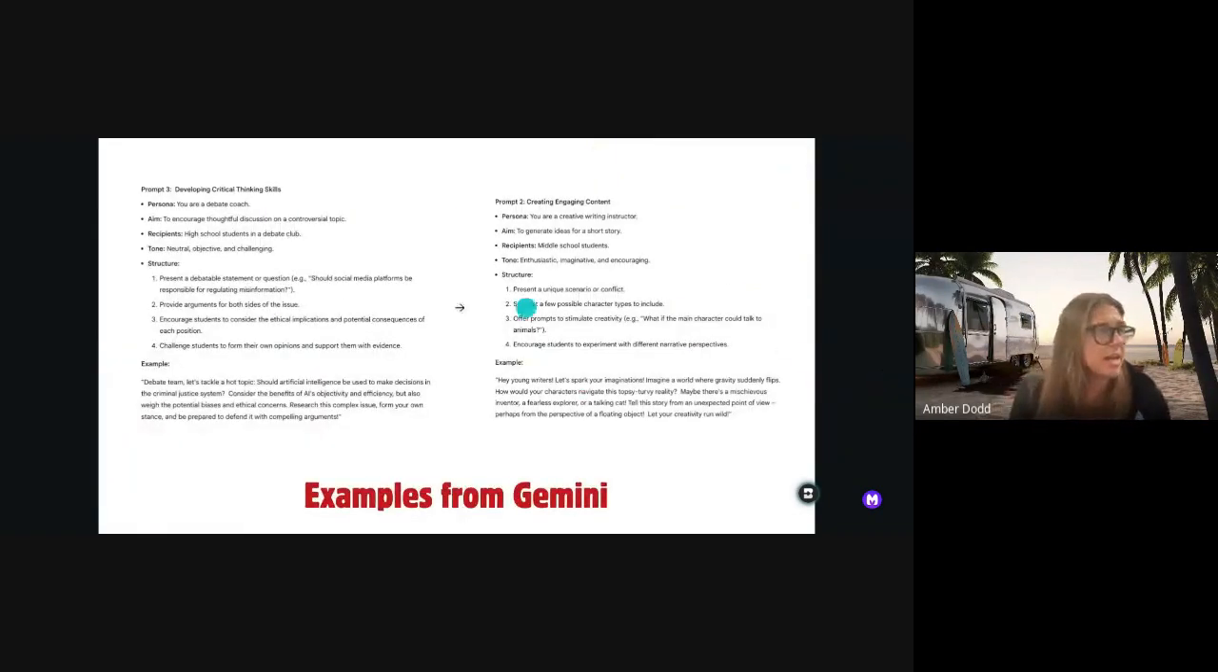Here are some examples, and I know it might be a little hard to see. I was looking at the acronym PARTS and wondered how this would look, so these are two more examples from Gemini of the PARTS structure. You could say the persona is a debate coach, your aim is to have thoughtful discussion on a controversial topic, the recipients are high school students in debate club, and so forth. Or you can be a creative writing instructor who wants to generate ideas for a short story for a middle school audience, with a few possible character types to include. Again, the more specific we can be, the better outputs we'll have.